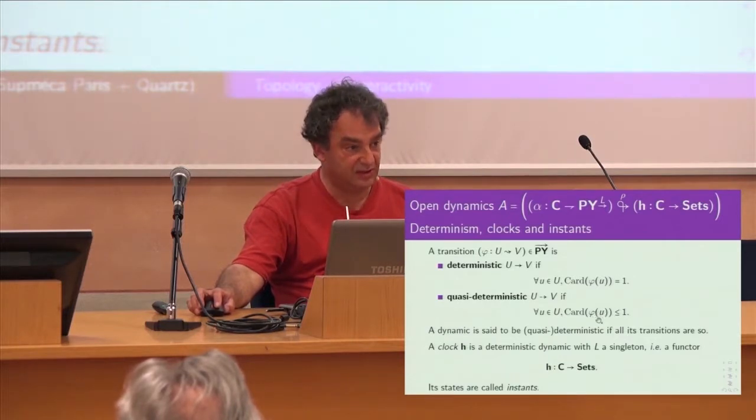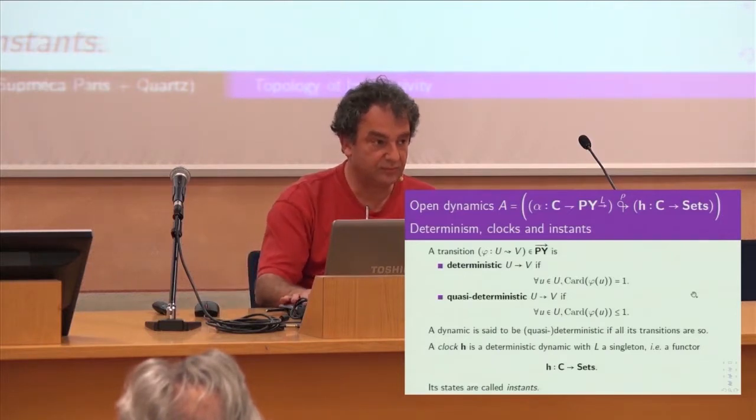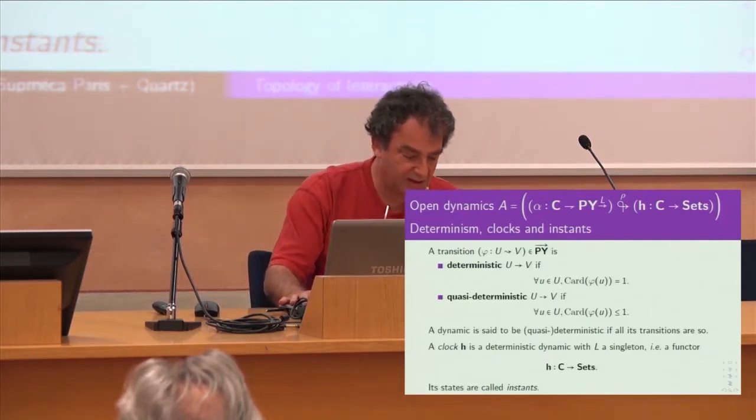Phi of U is a set. It is the set of states associated with U. And this set can be empty. In this case, this cardinal is zero.